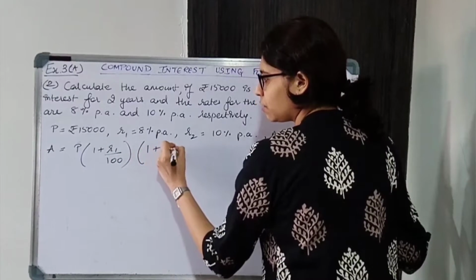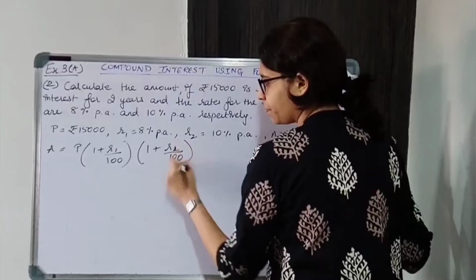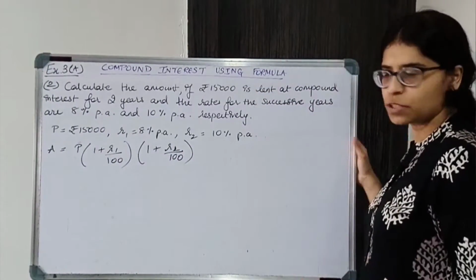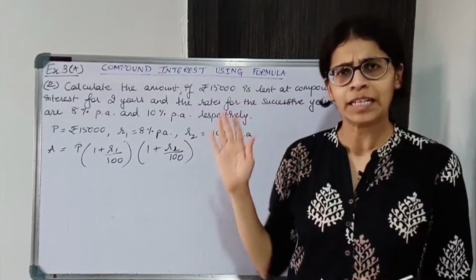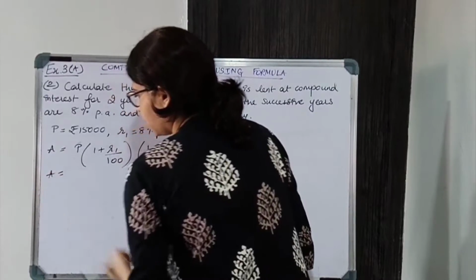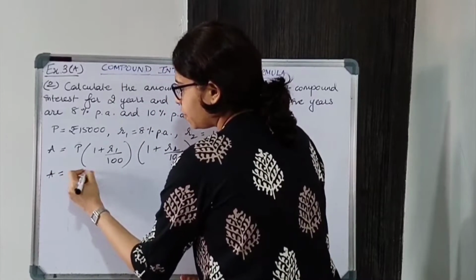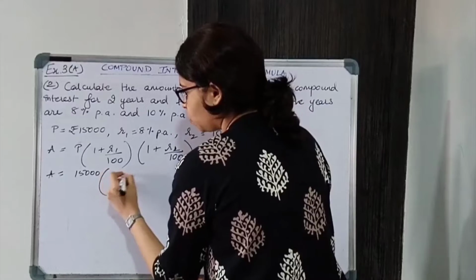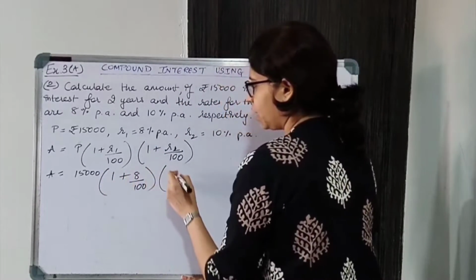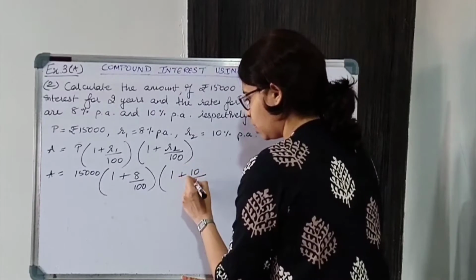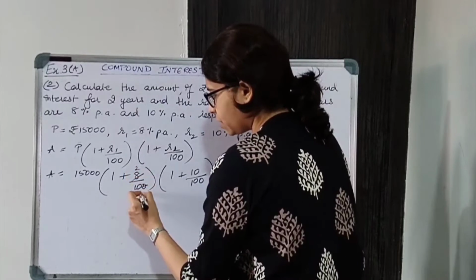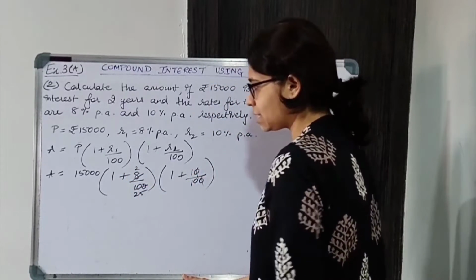Second year का 1 plus R2 upon 100. Okay, so actually if you don't write this, it's okay. So whenever the rates of interest are different, you don't need to write n. Okay, now amount will be, principal is 15,000 into 1 plus R1 is 8 upon 100 and R2 is 10 upon 100. Now just solve this. 4 2s are 4, 25s are 0, 0 gets cancelled.